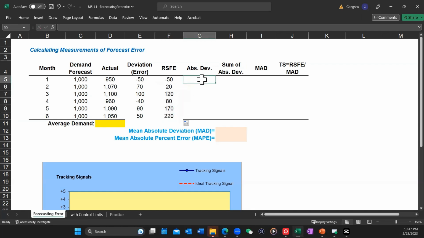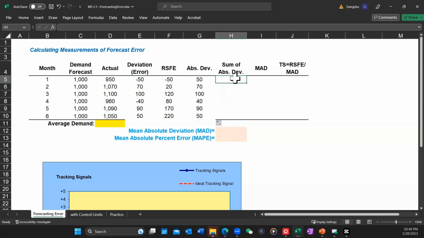The absolute deviation value will be equal to absolute. We call the function ABS, absolute value of the deviation point, and we say yes. Again, we pull it down to obtain the absolute value for every deviation.